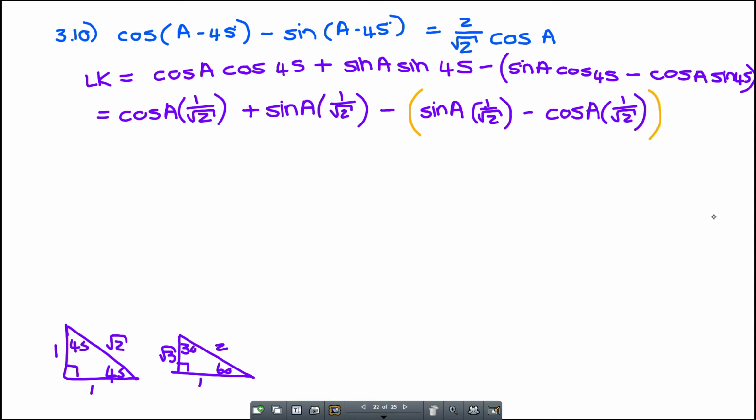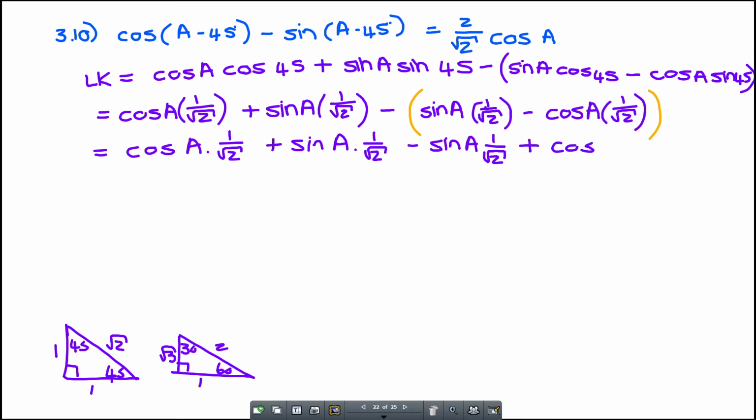Everyone fine? Okay, so what I'm going to do next is I'm going to get rid of those brackets. I'm going to multiply in. And you could have done it in one step. Nee, ek wys net vir jou stukkie. Okay, so this will become minus sine A, 1 over square root 2, and then plus cos A, 1 over square root 2.